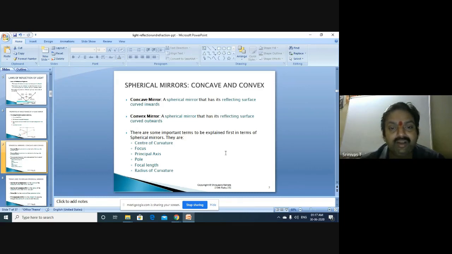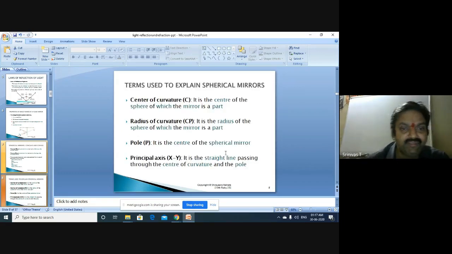There are some important terms to be explained first in terms of spherical mirrors. As far as spherical mirrors are concerned, there are some important definitions that we have to take into consideration. First one is center of curvature. The second one is focus, principal axis, pole, focal length, and radius of curvature. I repeat, center of curvature, focus, principal axis, pole, focal length, and radius of curvature. So we see one by one the definitions of the same. First one is center of curvature, as the name implies.